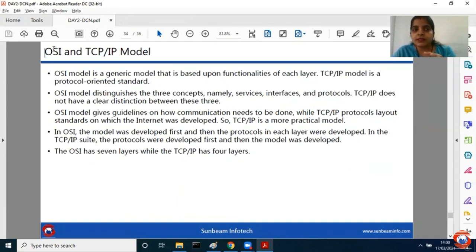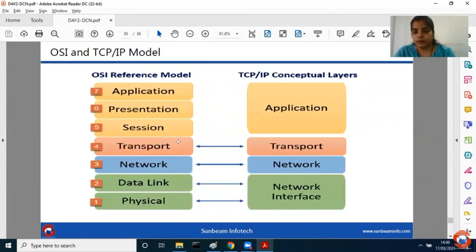Similarly, OSI is the standard, a generic model, the reference model. But when they tried to develop the internals of the OSI model, they renamed it the TCP/IP model. So what is TCP/IP? It is a practical implementation of the OSI model. If you talk about OSI, it has 7 layers. But while implementing and following those protocols and standards, they divided it into TCP/IP conceptual layers.